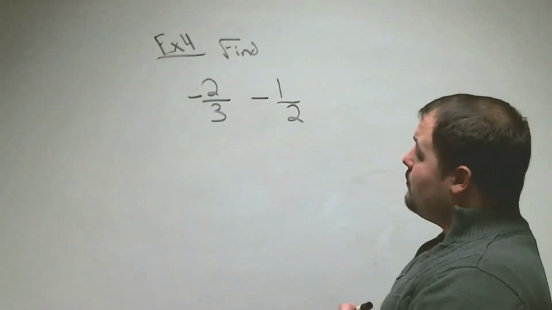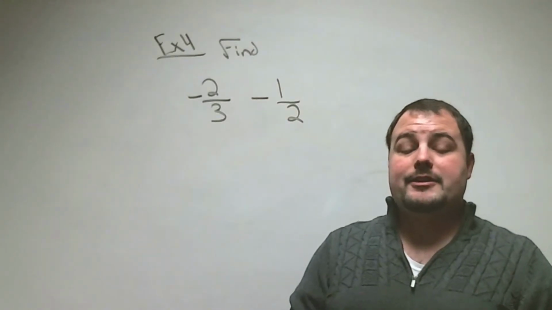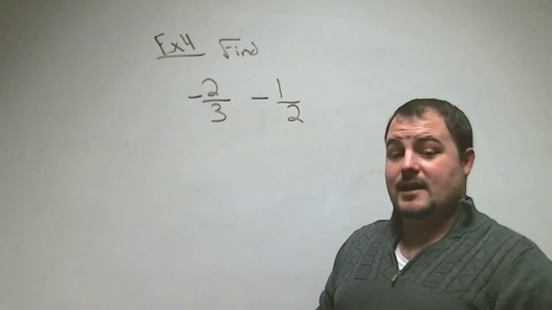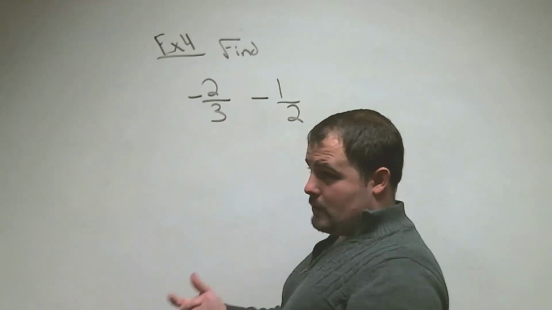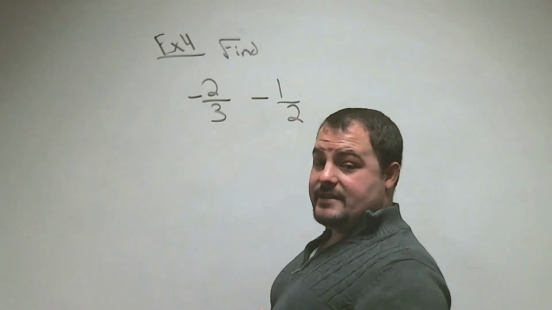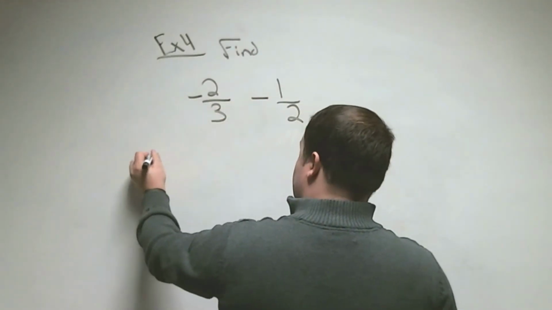In example 4, we're finding negative 2/3 minus 1/2. Before we begin this problem, we first want to get common denominators. So I'm thinking about 3 and I'm thinking about 2, and the first number they have in common is 6. So I'm going to change the denominators of both of these to become 6.